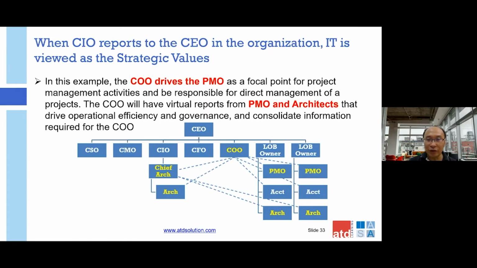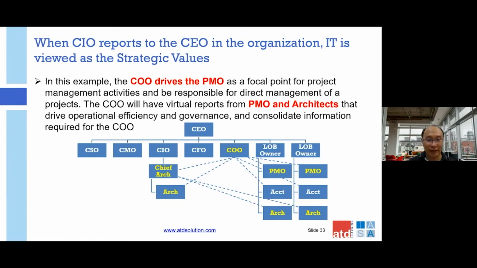Do you know why you need to have a dotted line to the Chief Operating Officer? Because the Chief Operating Officer has horizontal access. So as a COO, you have access to finance, marketing, logistics, sales, human resources, etc.